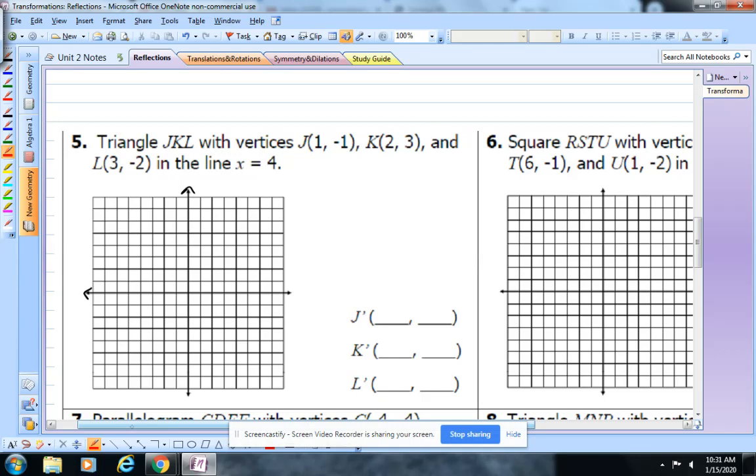All right. So I have a triangle, and I want to reflect it in the line x equals 4. Now, what kind of line is x equals 4? It's a vertical line. Okay. So first, let's graph the original triangle, please.